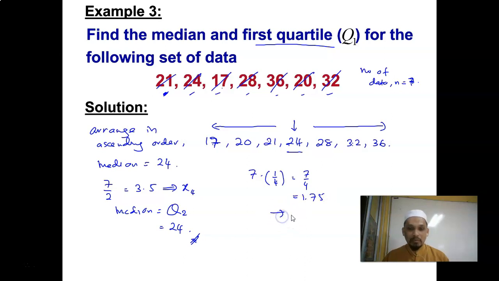So we round up the 1.75, which is equal to 2. So the second observation here, this is x1, x2, x3, x4, observation number 5, observation number 6, and then the 7th observation here. So then Q1 equals 20.